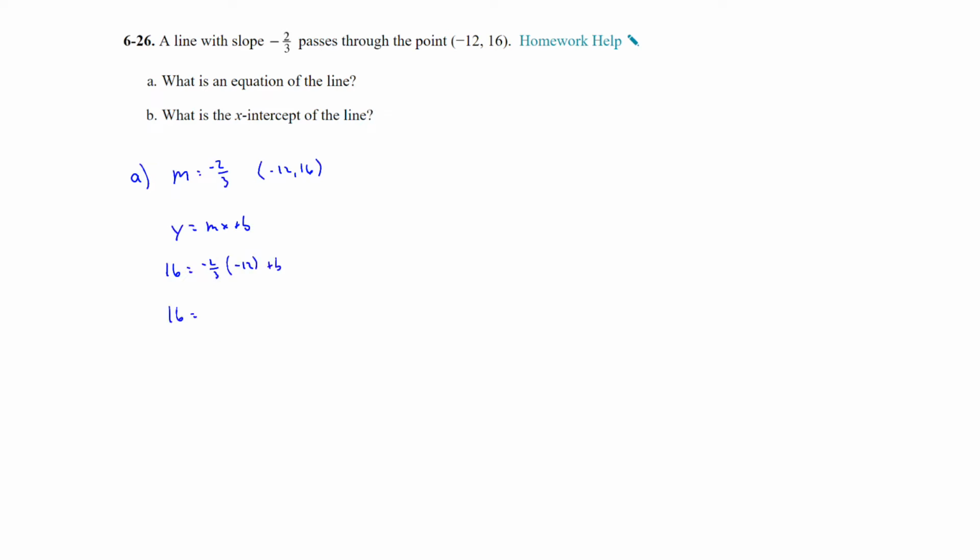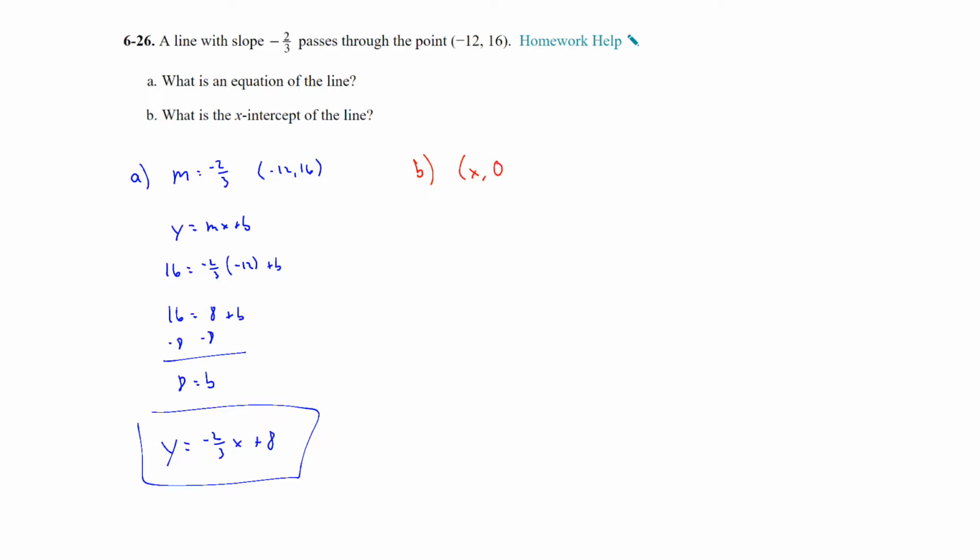So 16 is equal to positive 8 plus b. Subtract the 8 from both sides, and 8 is equal to b. So we can write our equation: y is equal to negative 2/3 x plus 8. On part B, we want to find the x-intercept. Now we know what the y-intercept is. It's 0, 8. But what we don't know is the x-intercept. We can't find that just by looking at the equation.